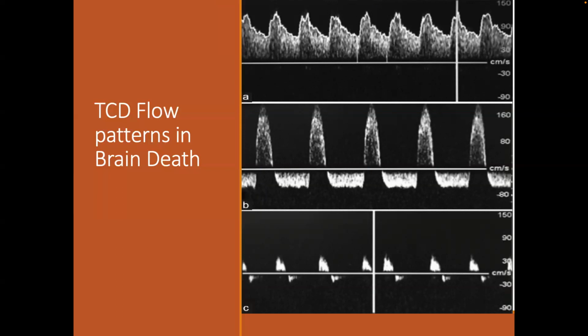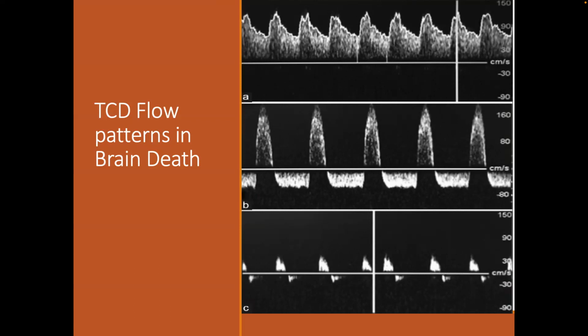Stage 1 in brain death is going to be increased resistance with the end diastolic flow reaching the 0 baseline. Stage 2 is an oscillating flow pattern. You're going to have flow above and below the baseline, but they're equal, so there's no net forward flow in that situation. You're going to have retrograde diastolic flow, so it's going to be oscillating above and below the baseline.